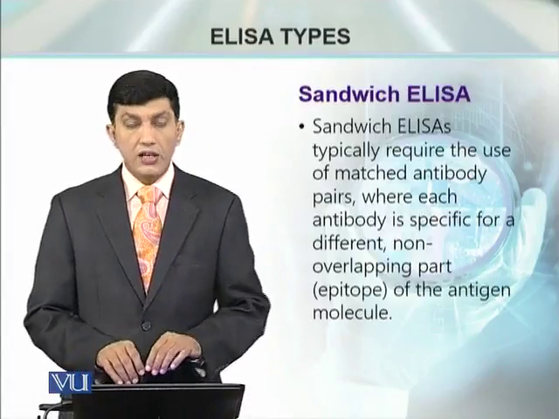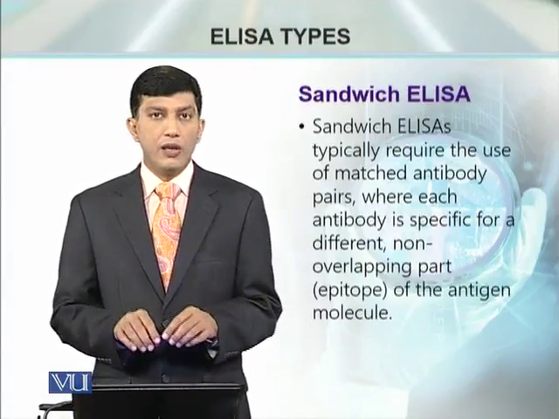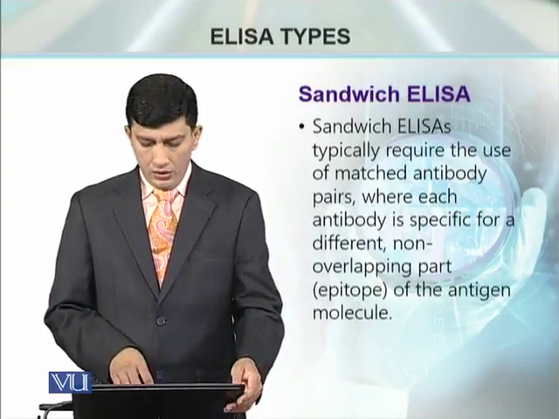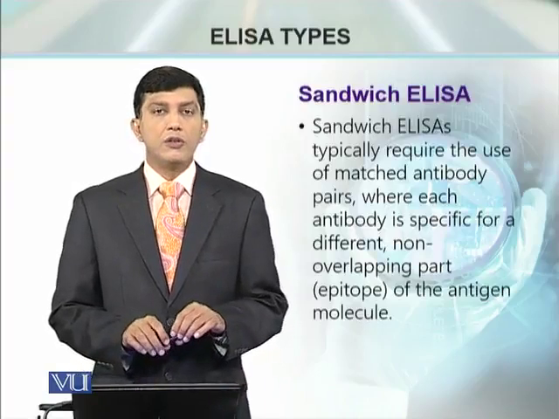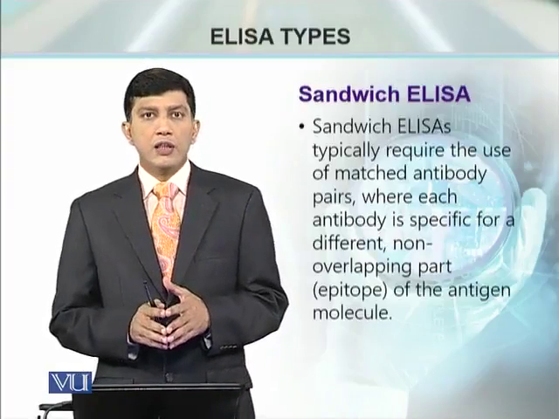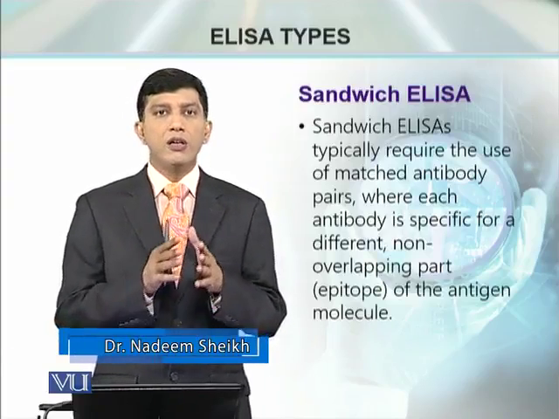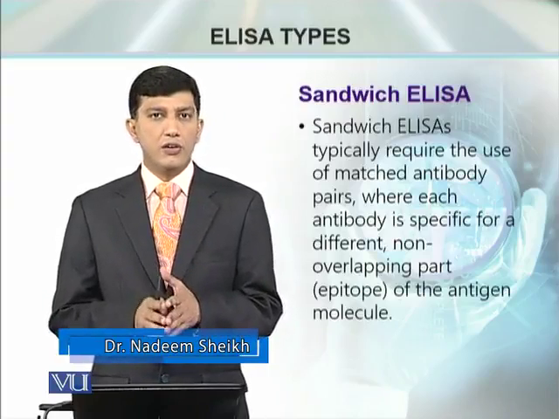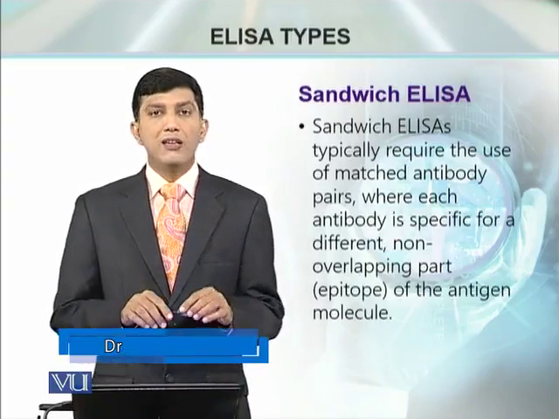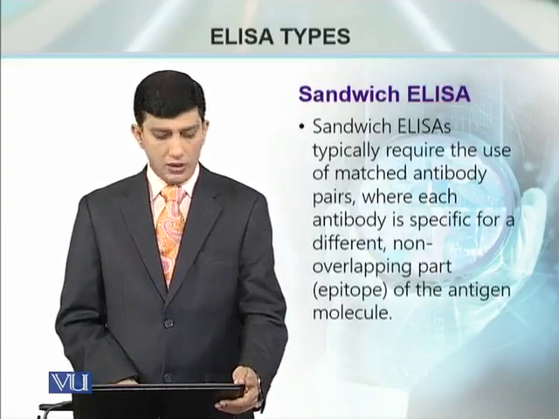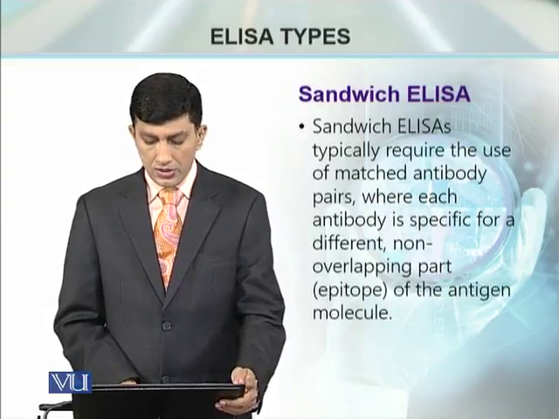Another type of ELISA is known as sandwich ELISA. Sandwich ELISA typically requires a pair of antibodies to detect any particular antigen. This happens because of the epitopes: the two antibodies are specific for different regions of the antigen. So in fact we need two different antibodies recognizing two different parts or epitopes which can detect the same protein.